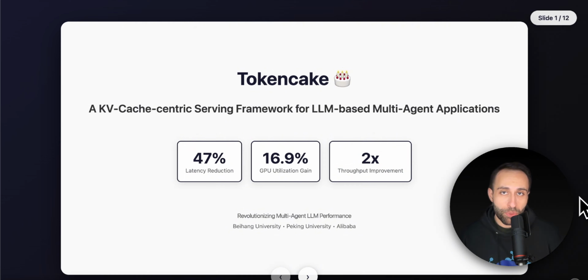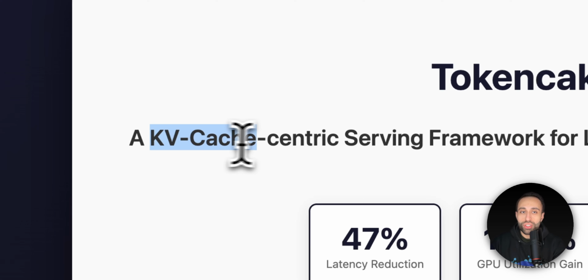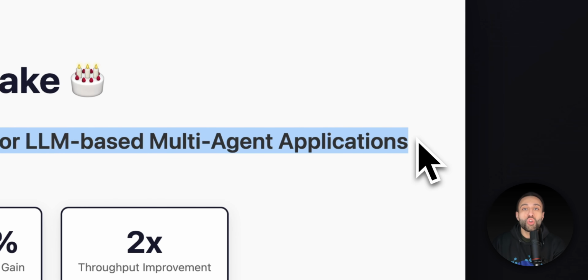So what TokenCake proposed in the paper, as I was going through it, is a new vLLM-type system for inferencing. But this time they're doing KV caching, which vLLM does as well, but making sure it knows your AI agent and is agent centric.